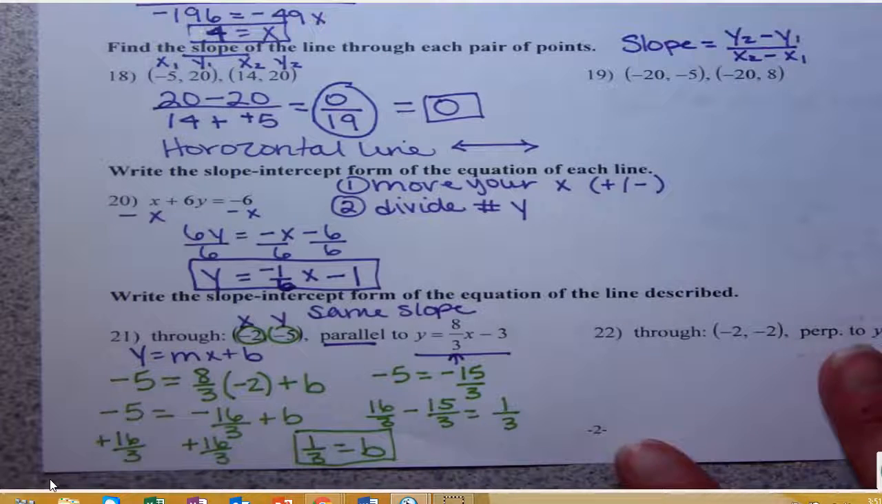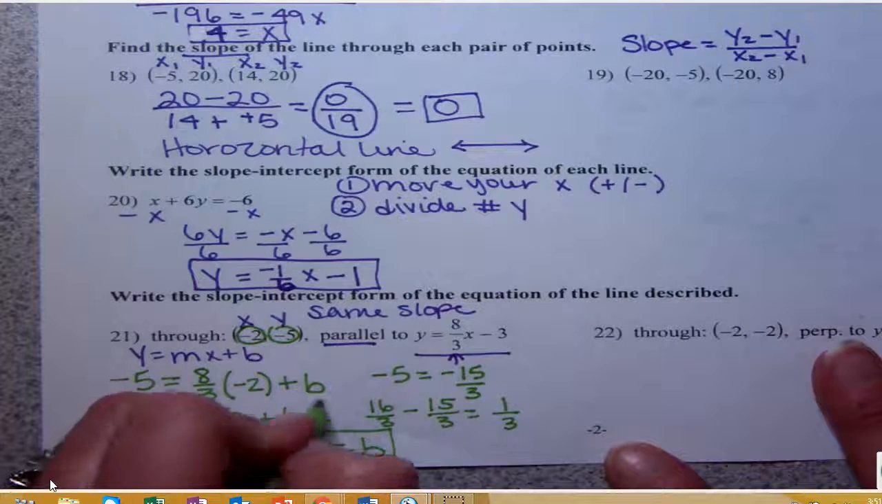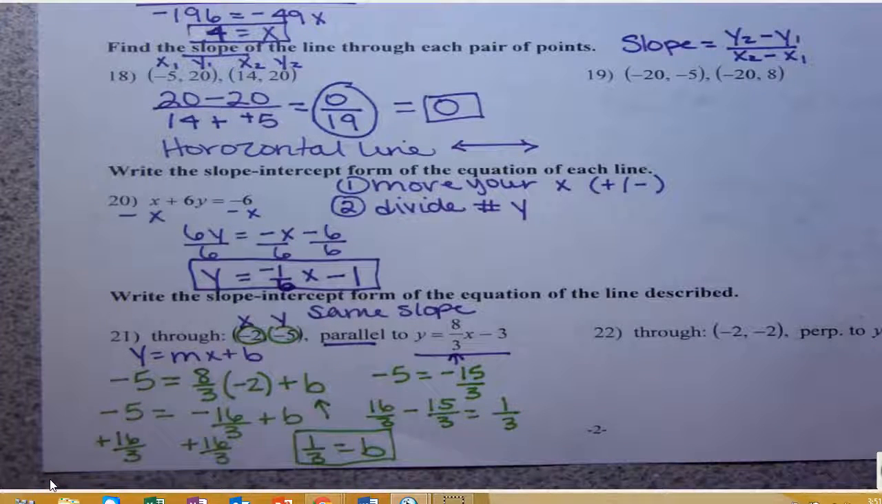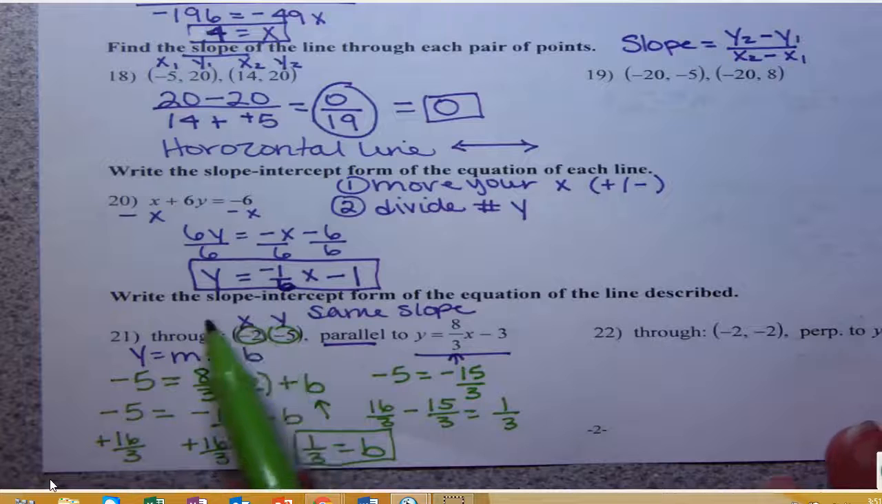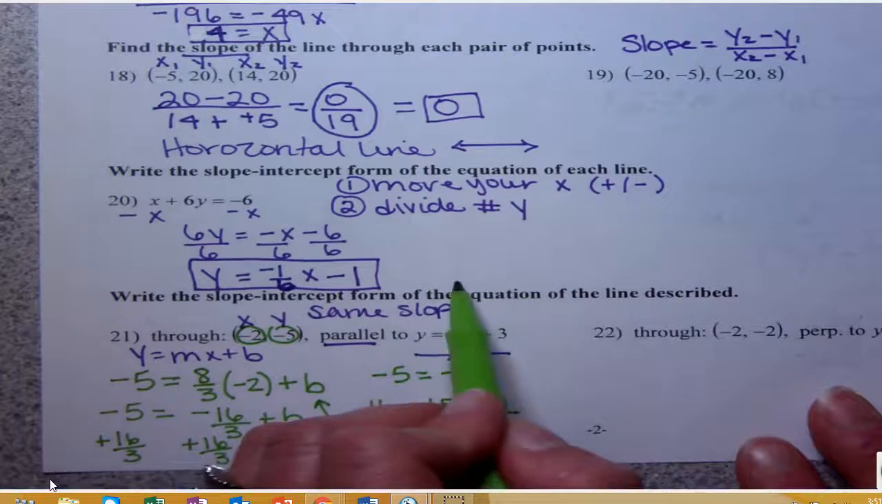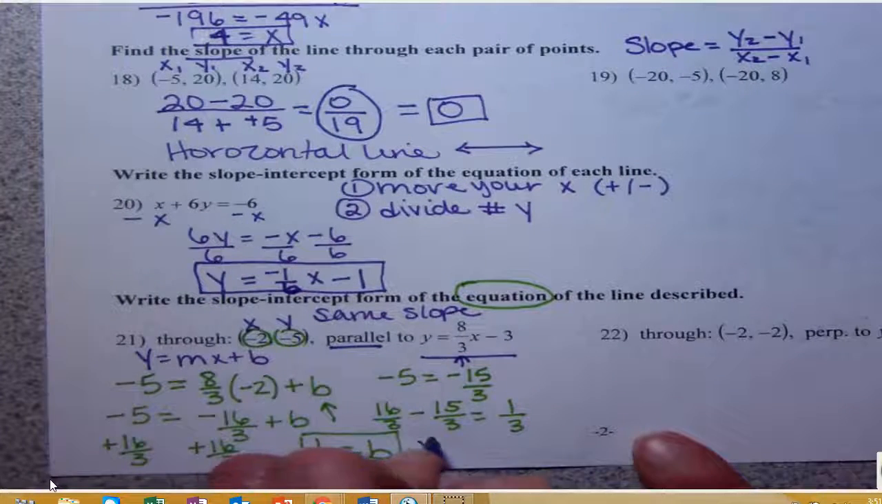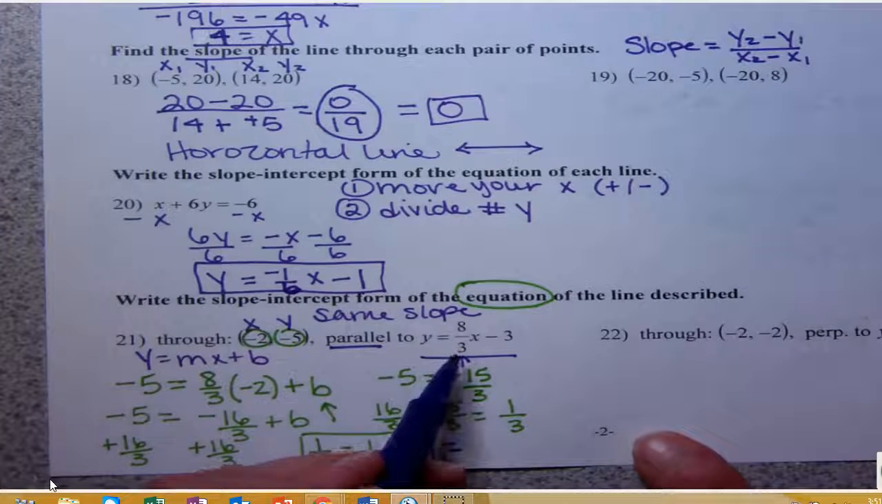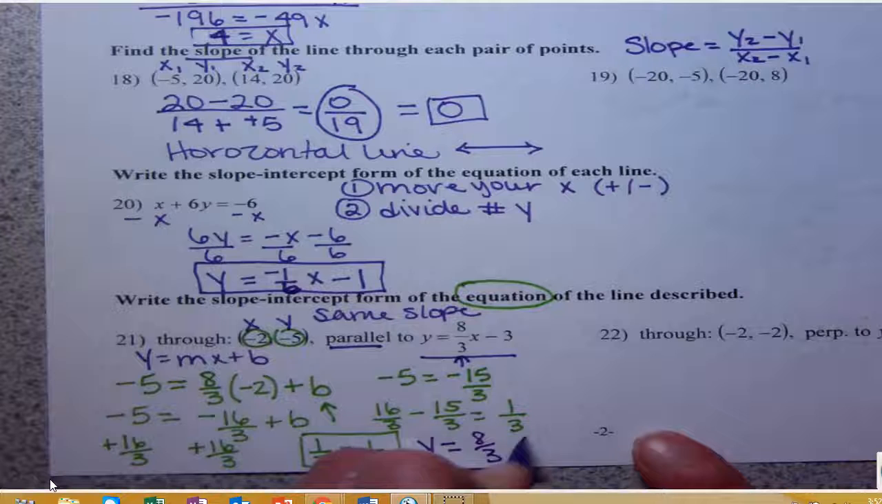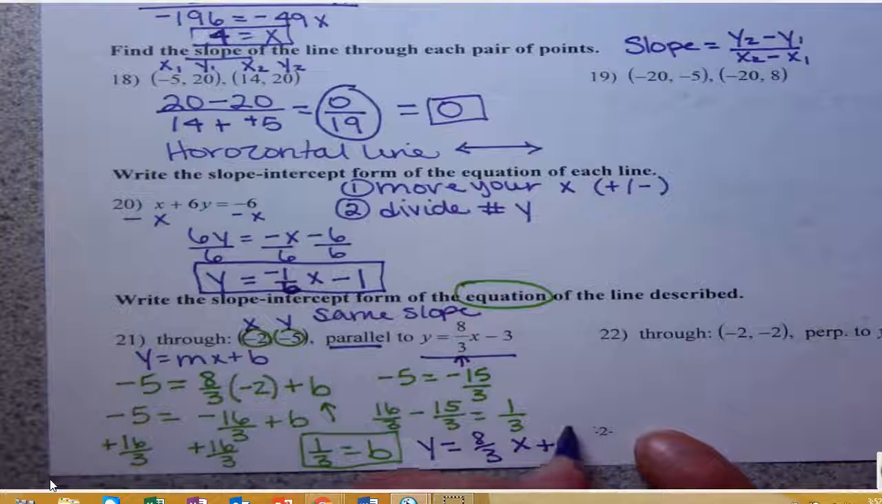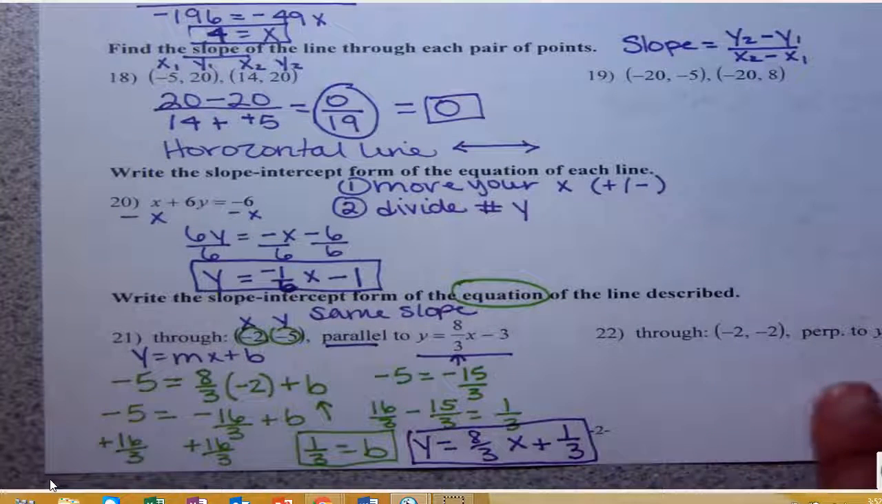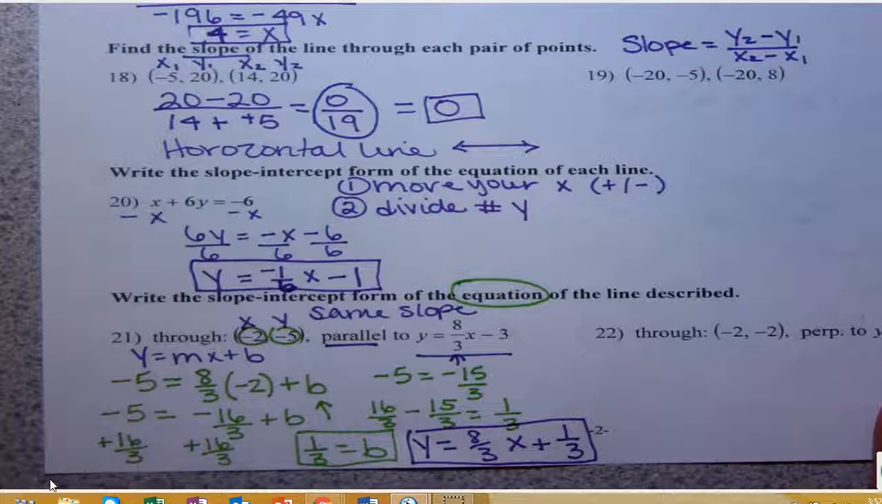That is not my answer. That is the b. So now how do I plug it in for my answer? Because it doesn't say find b. It's saying what is the equation of the line described. This is not an equation. My equation is going to be y equals the slope of 8 over 3x plus my new y-intercept of 1/3. This is your answer. Do not stop until you get an answer in this form.